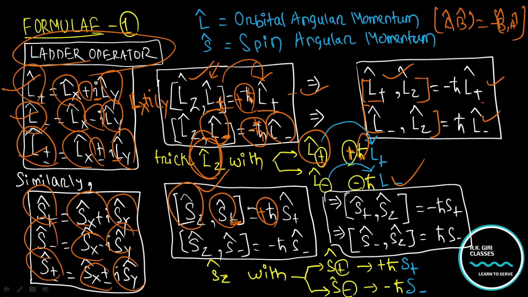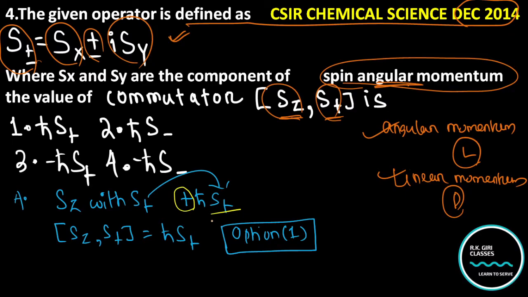Why is this h cut? Because you have one S here, that's why plus h cut. Just copy paste, plus h cut. S minus, copy paste, this is negative, that is minus h cut. That is SZ with S plus, plus h cut, S plus. S minus, minus h cut, S minus.